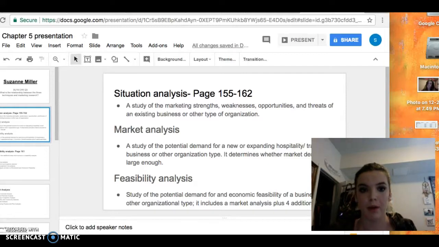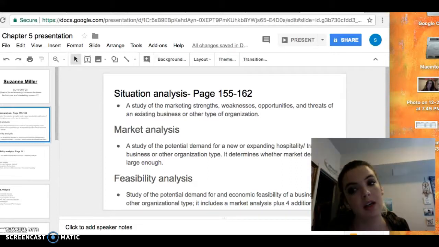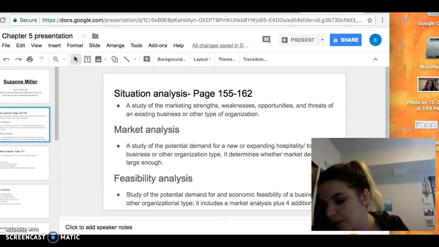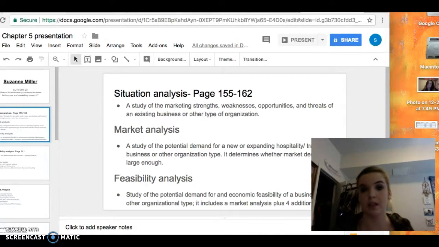A market analysis is a study of the potential demand for a new or expanding hospitality or travel business or other organizational type. It determines whether market demand is large enough. That's basically the same in the textbook, found on page 134, which is where I'm reading from.